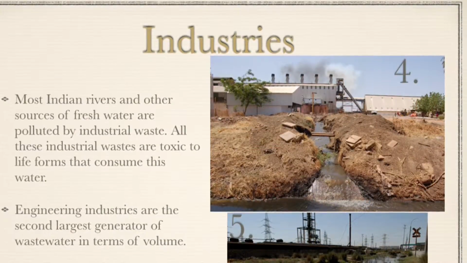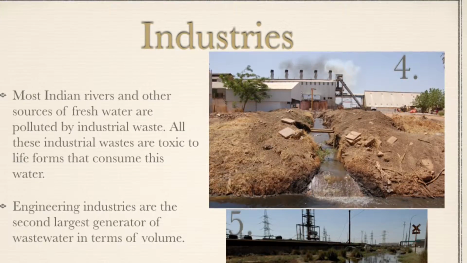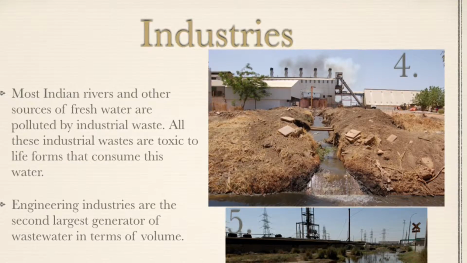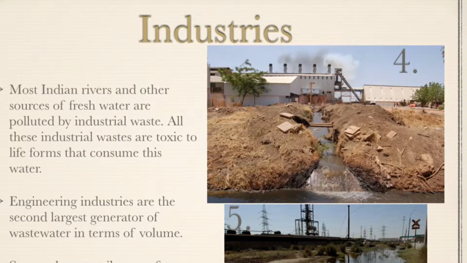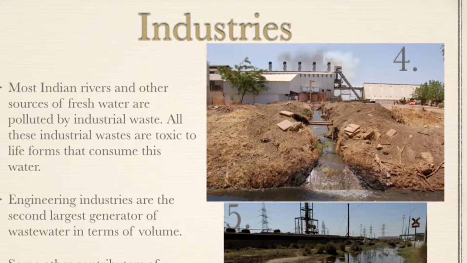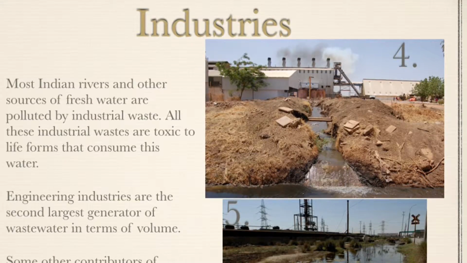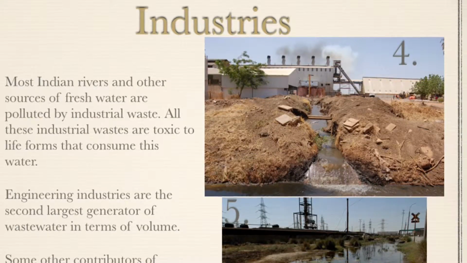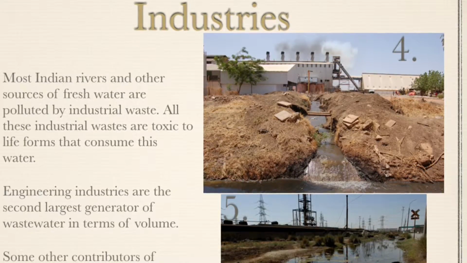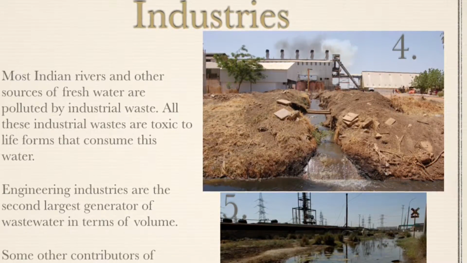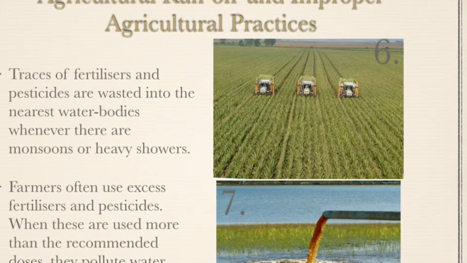Industries. Most Indian rivers and other sources of fresh water are polluted by industrial waste. All these industrial wastes are toxic to life forms that consume this water. Engineering industries are the second largest generator of wastewater in terms of volume. Some other contributors of wastewater are paper mills, steel plants, textile and sugar industries. See? Look how horrible the landscape looks. Here you can see some terrible images of water pollution caused by industries.